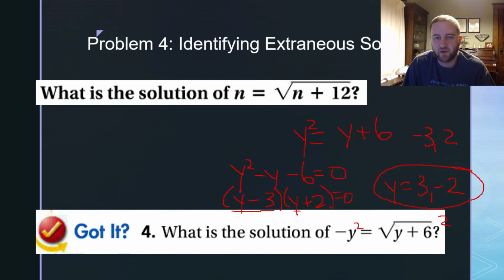Now we want to plug these back in to see if they work. So 3 plus 12 is 15. The square root of 15 is not 3, right? Hang on, I think I might have made a mistake here.